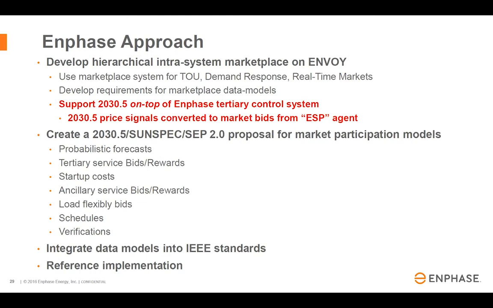So we're going to be creating a proposal for a market participation model that solves our problems. We're having to figure out how to make this work today on our own systems. And how do we support things like probabilistic forecasts? How do we support startup costs for resources, ancillary services, and draw up a true microgrid control system to make sure we have enough reserve in the system to run it stably for our own system? And once we have that working, then we want to start open sourcing that. It's basically going to IEEE and saying, okay, here's a market participation model that we designed that works, and we've tested it on our systems, and we think that this could be adopted into something like SunSpec or 23.5.